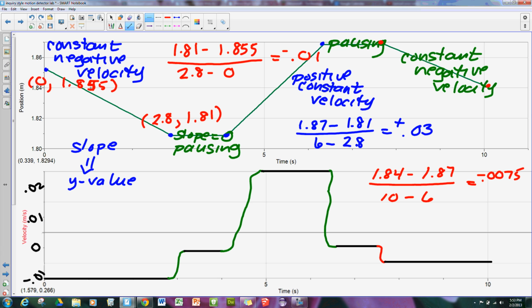So what we did for each of the segments is we took the slope, and with the slope, we figured out the y value for the horizontal line on the velocity time graph.